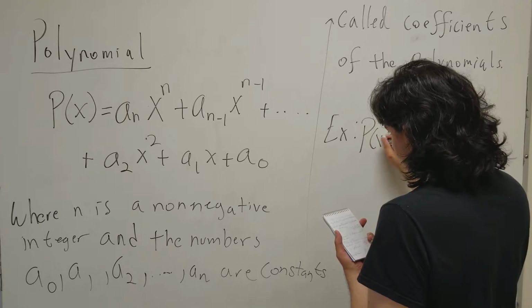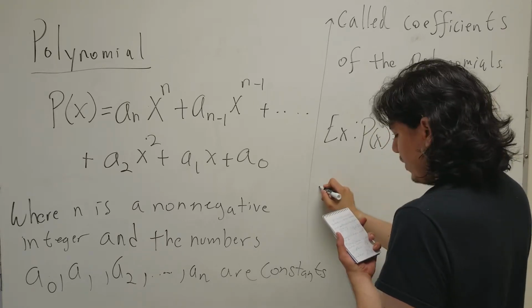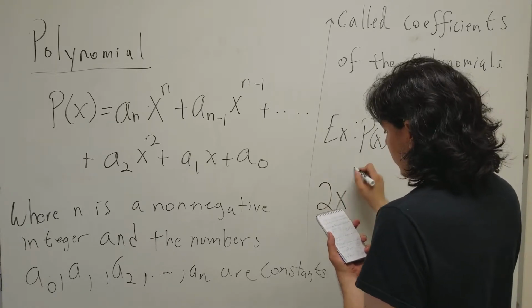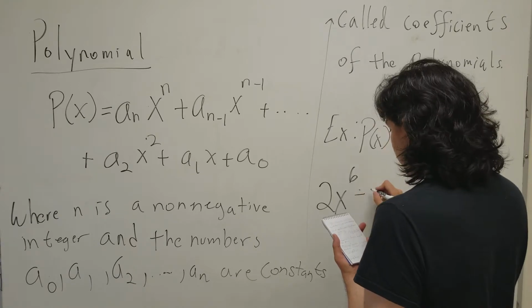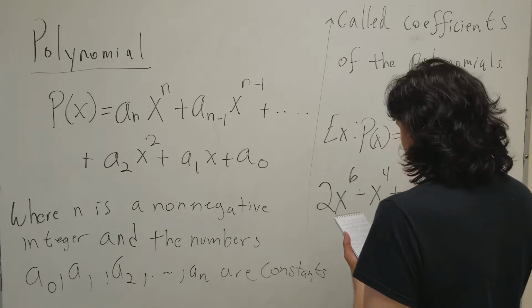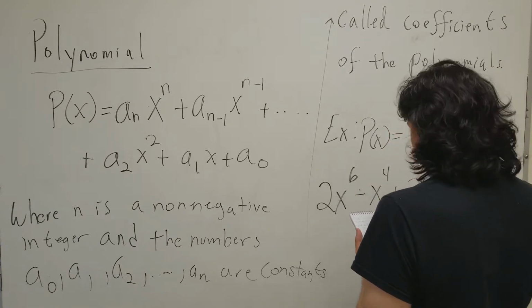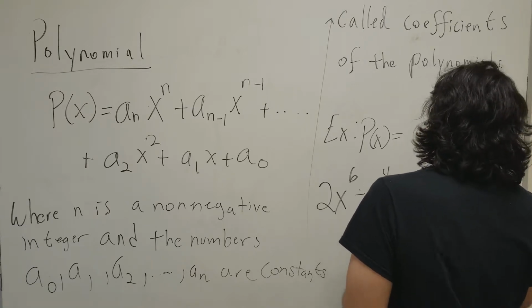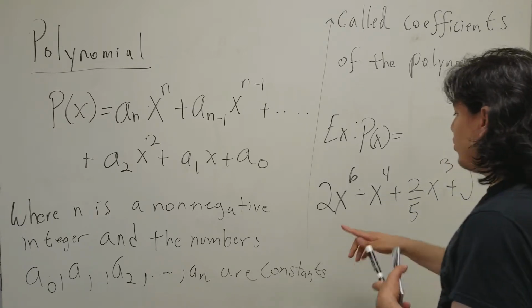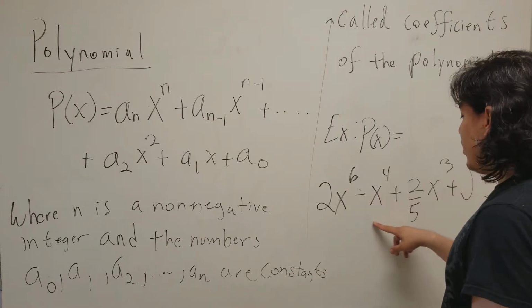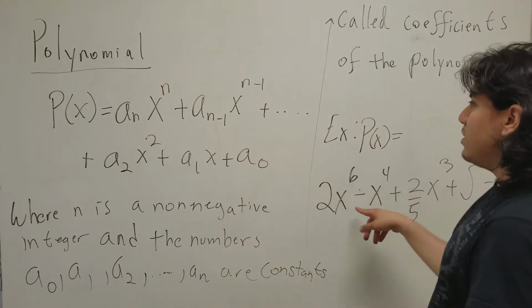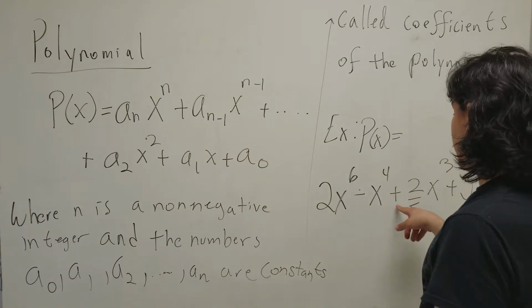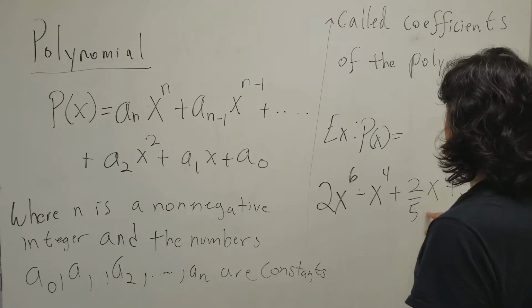P of x would be equal to, let's write it over here, 2x to the 6 minus x to the 4 plus 2 over 5 x to the 3rd plus root 2. So we see this polynomial here, right? This polynomial here, you notice that it has a minus, it has a 2 over 5, it has a root.